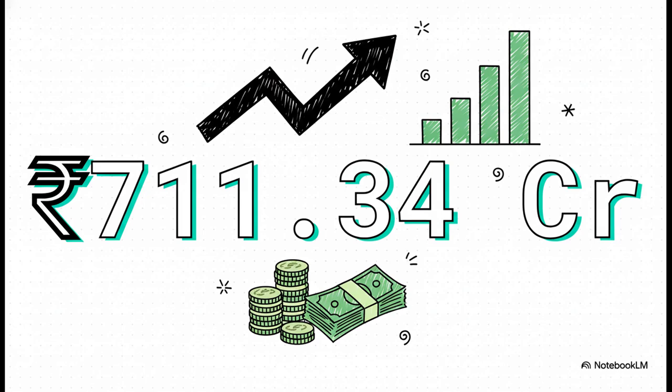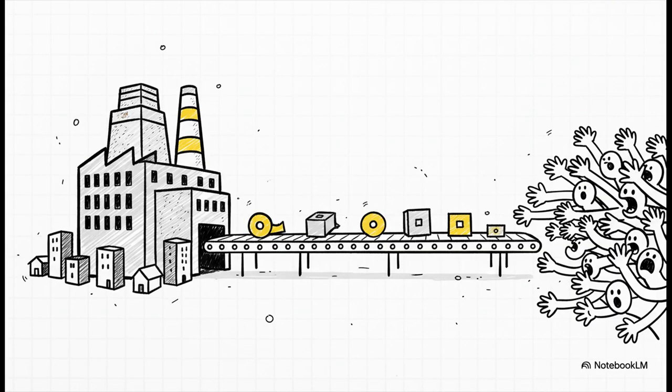And here is our first big number. In this 3-month period alone, 3M India's total income was over 711 crore rupees. To put that into perspective for you, that's about 7.1 billion rupees. That is a massive figure for just 1 quarter. A number this large tells you right away that 3M India has a huge presence in its market and that its products are clearly in very high demand.